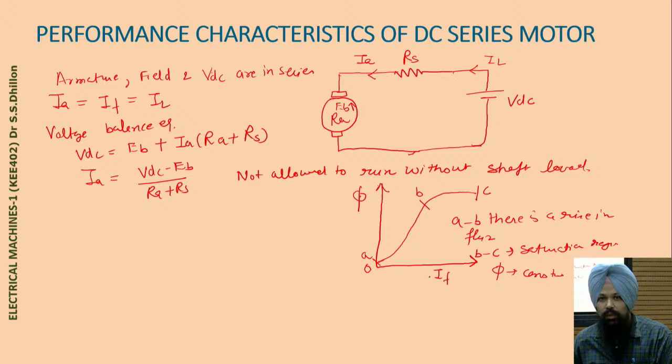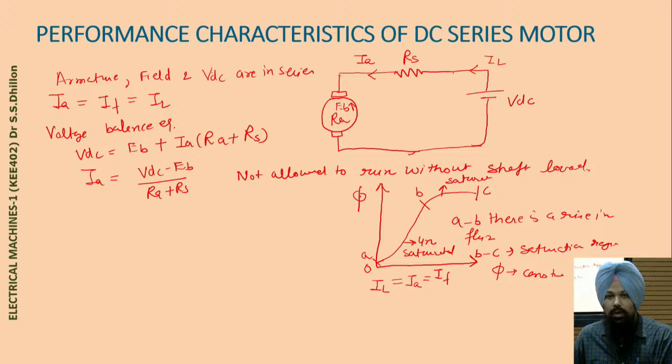In the DC series motor, the field current is also the armature current because it is a series winding, and the load current, all are the same. So if we don't put any kind of load on the shaft of the motor, then the motor's flux lies in this unsaturated region, and this one is the saturated region. We have to take care about how the performance of the series motor is going to be affected due to this light load condition.